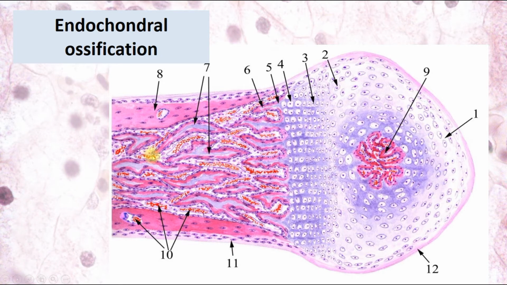Look here, where is bone? There are numerous blood vessels. Cartilage is an avascular tissue. It hasn't blood vessels.